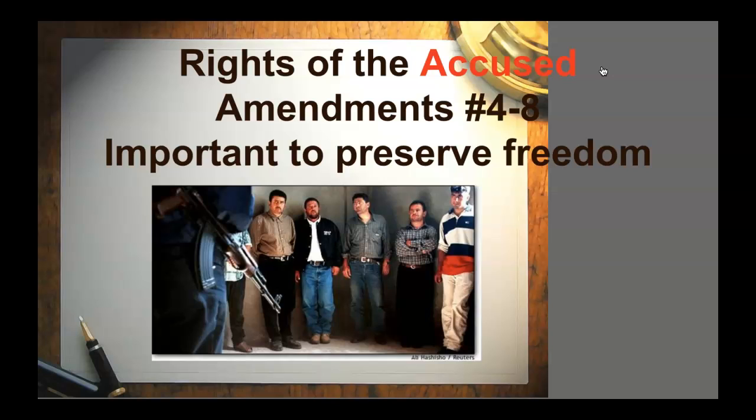Amendments 4 through 8 deal with the rights of the accused, and they're important to preserve for our freedom, especially when it comes to our encounters with the law.